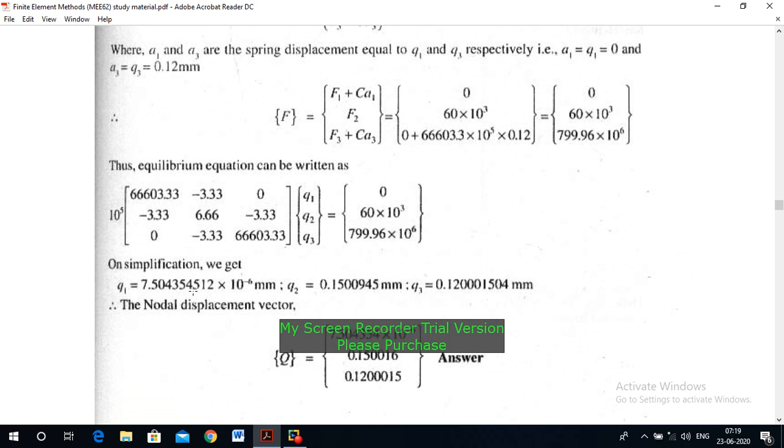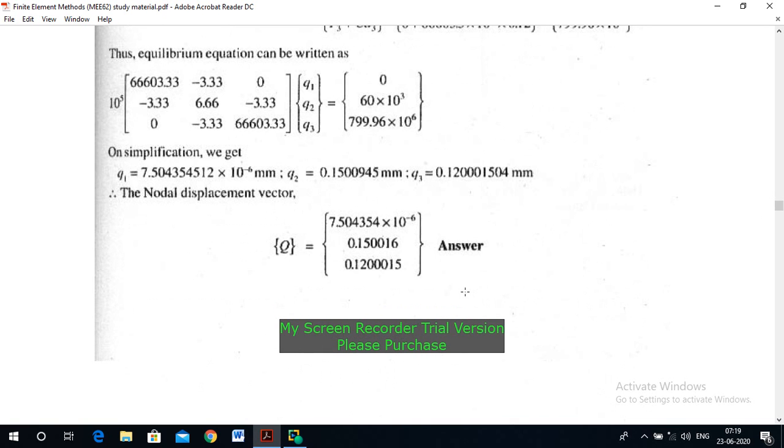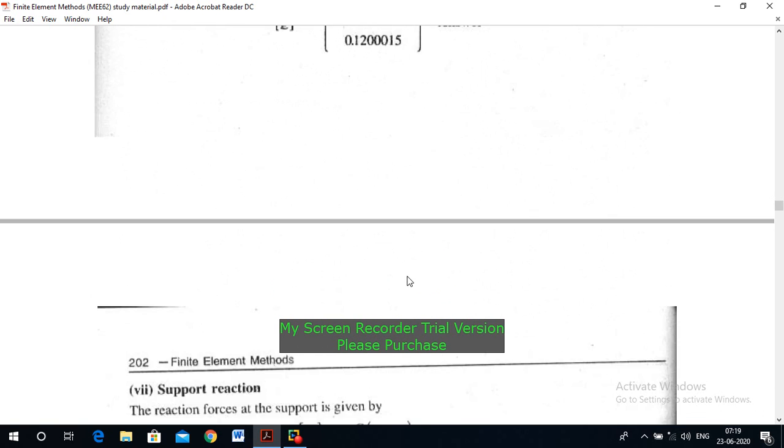Finally the answer I am getting is, Q1 is equal to 7.5 into 10 power minus 6, Q2 is 0.15 mm, Q3 is 0.12 mm, and therefore the Q matrix is 7.5 into 10 power minus 6, Q2 is 0.15, Q3 is 0.12, which is the final answer for this problem.